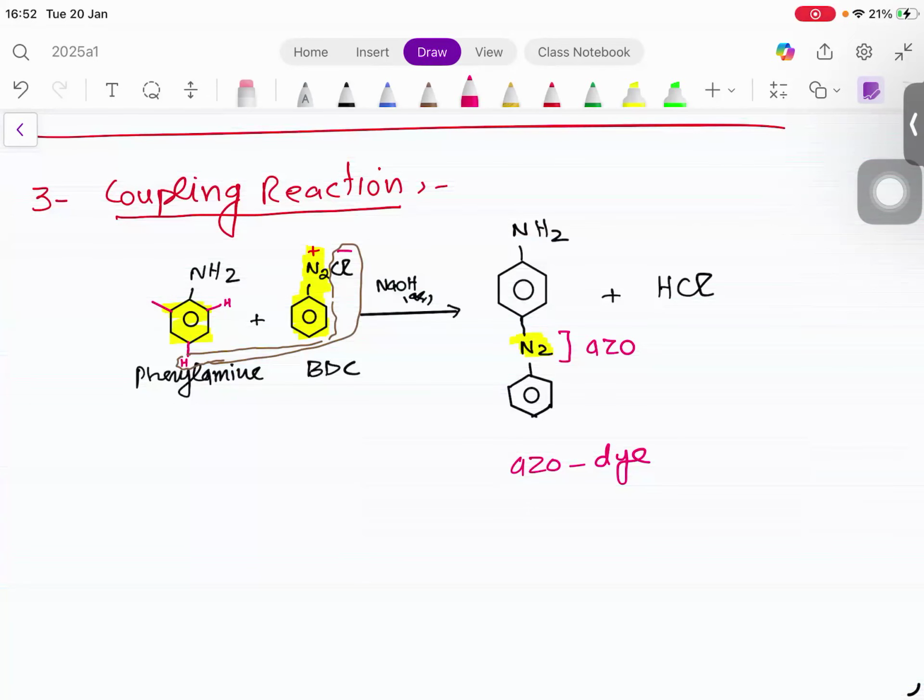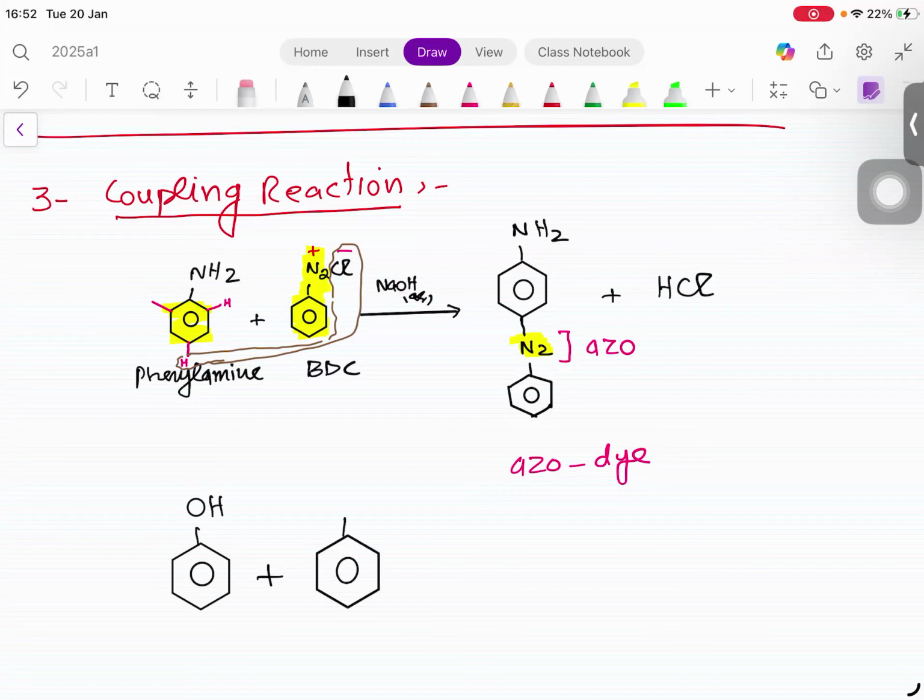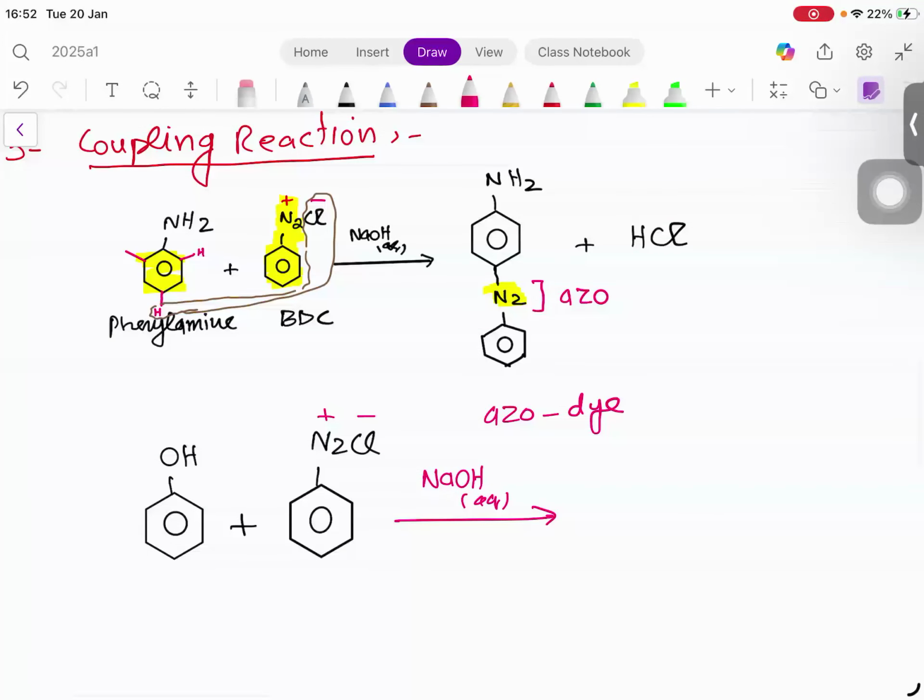Because phenol has also the same nature. So let's see. Here is the phenol. So phenol also reacts with BDC, with NaOH aqueous, to form what?